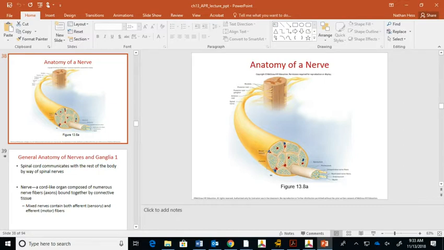We call these cranial nerves. We'll learn all about those coming up. There are 12 of them that we will learn in good detail what they do. But we'll get to those. The spinal nerves are what we're talking about today.